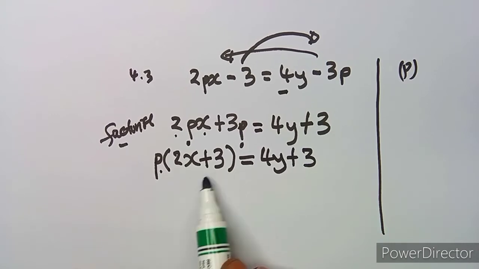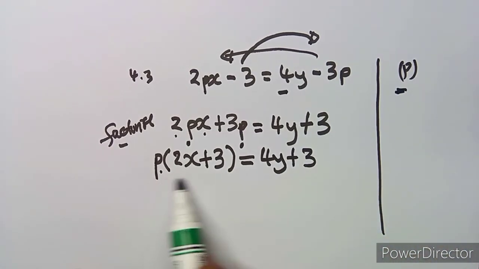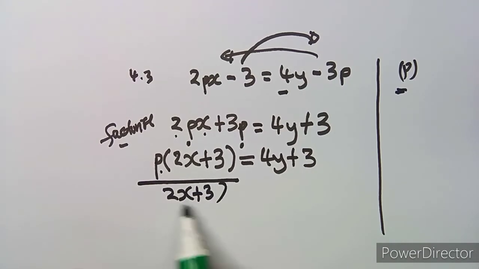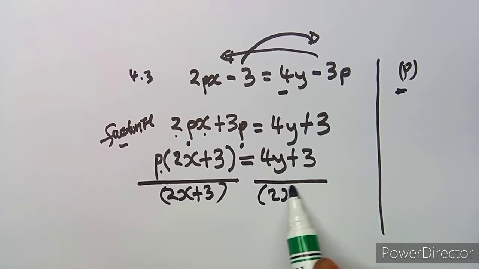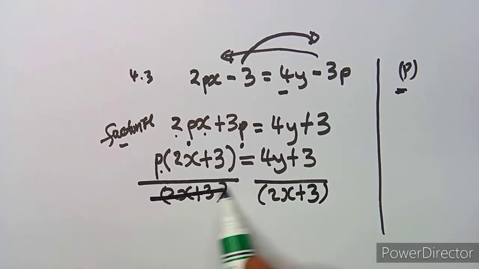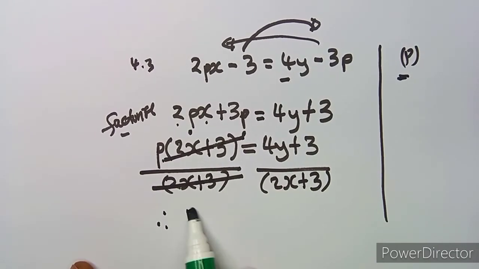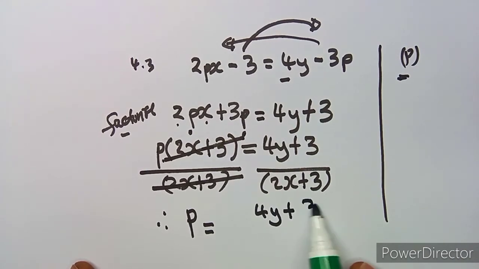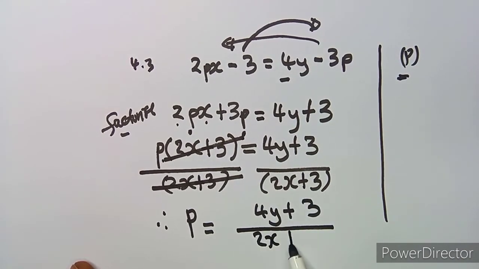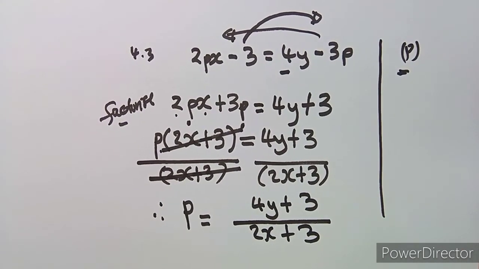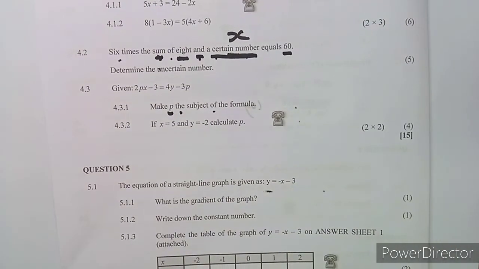Then how can I make p the subject? How can I remain with p? I have to divide by the bracket, divide by 2x plus 3, like this. Once you divide by this bracket, you are remaining with p. So p will be equal to the expression on the right hand side, which is 4y plus 3 over the bracket 2x plus 3. So that was the idea, guys, on making p the subject of the formula.